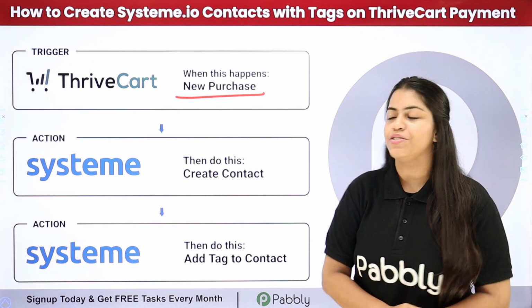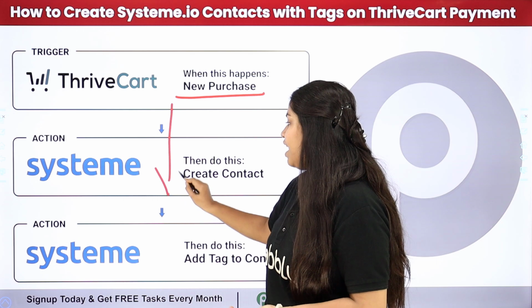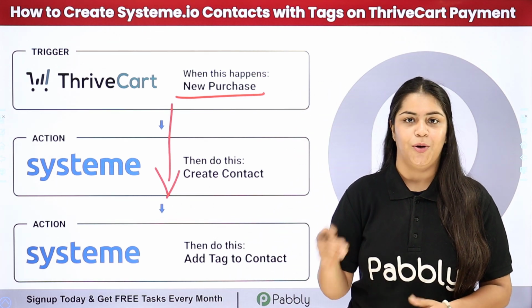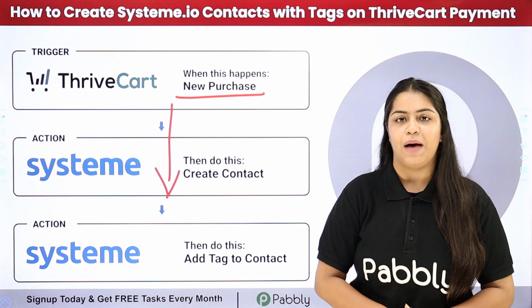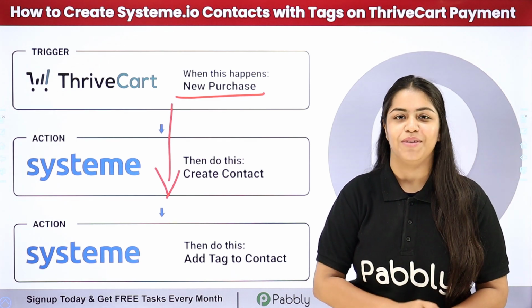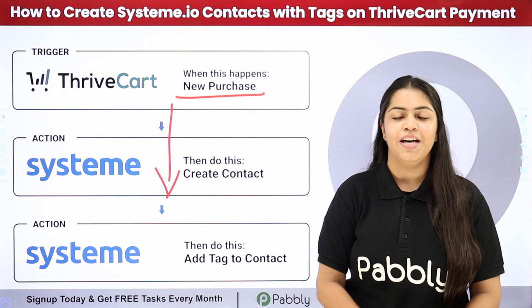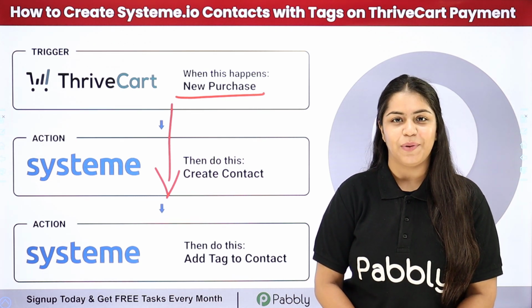So to do this, we are going to create a connection between ThriveCart and Systeme.io. To create this connection without knowing any programming or coding language, we are going to use Pabbly Connect. It is an amazing automation software. So do you also wish to learn this process step by step? Then let me take you to my computer screen.